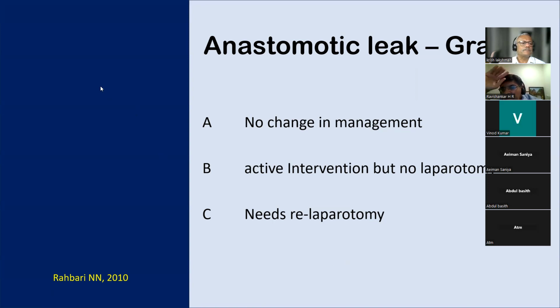Ravi? So this you said is the Rahbari classification. Is it different to the Clavien-Dindo? Because Clavien-Dindo also goes around. Clavien-Dindo is a lot more generic. So this one is specific for anastomosis. Correct. Specific for anastomosis. That's the only difference. Okay. So we now come to the next question.